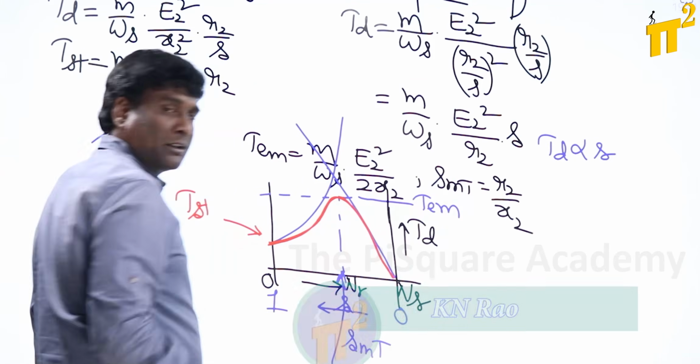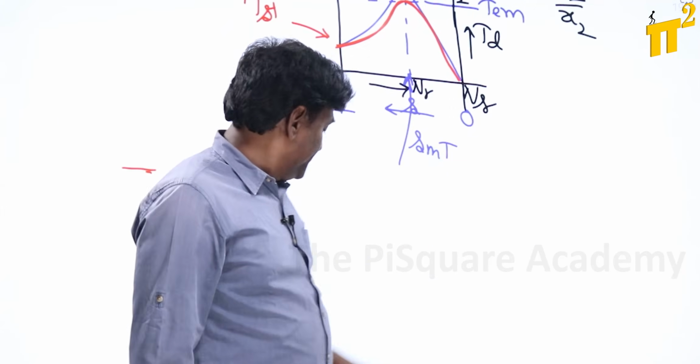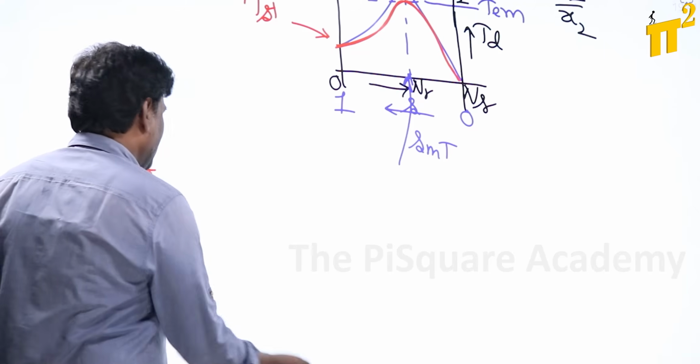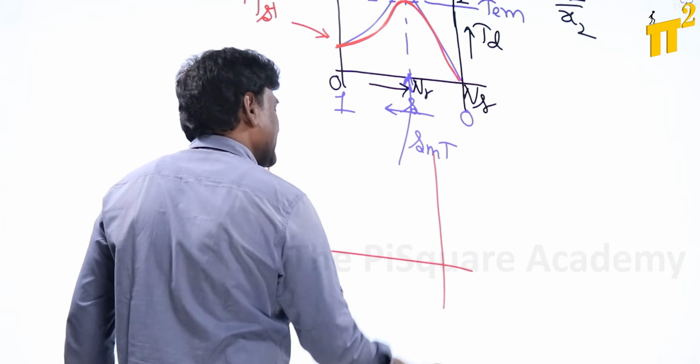This is going to be the maximum torque. Okay, now you will get clarity. Just wait. Okay, so my characteristics are like this. Characteristics are like this.